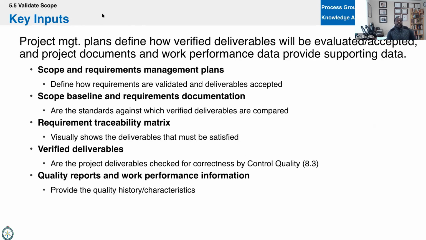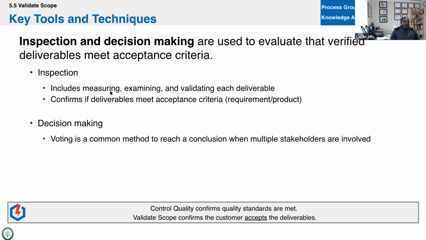Okay. To get there, we would take our management plans, any baselines, requirements, and traceability matrix to know what the acceptance criteria is, what business value it's satisfying, and who is going to make that decision to sign off. We would take those deliverables that have been verified by quality control, and any other reports and work performance information that we may have, to help us with the decision. And then we'll inspect and decide.